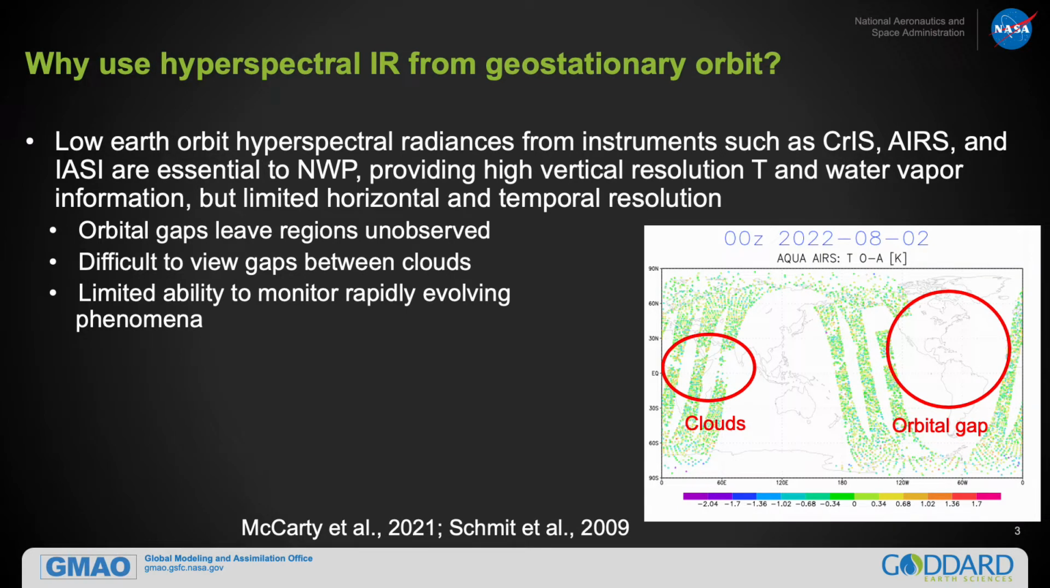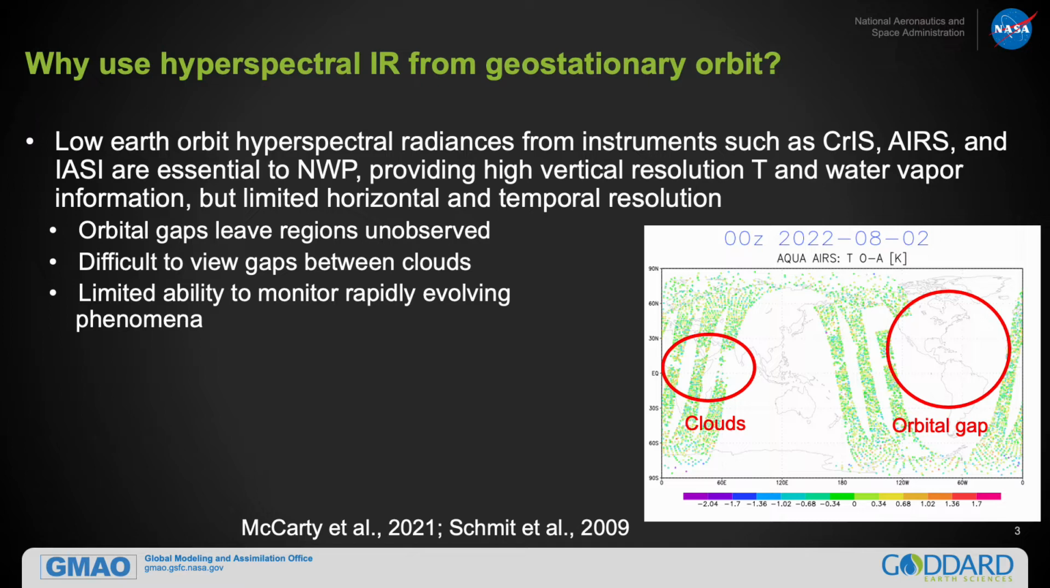So why should we use hyperspectral infrared observations from geostationary orbit in particular? Low Earth orbit hyperspectral radiances from instruments such as CrIS, AIRS, and IASI have become essential to numerical weather prediction because they provide high vertical resolution temperature and water vapor information. Unfortunately, the polar orbit means that they have limited horizontal and temporal resolution. In addition, there are large orbital gaps, and it's difficult to view gaps between clouds. The twice-daily passes mean that these instruments are incapable of monitoring rapidly evolving phenomena that change on the subdiurnal timescale.